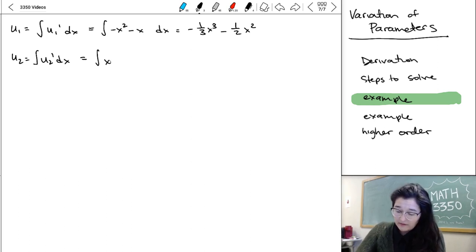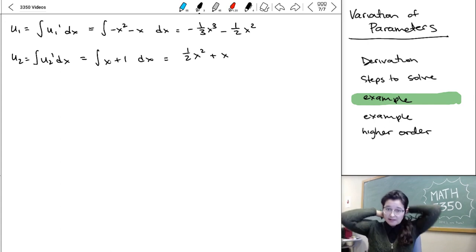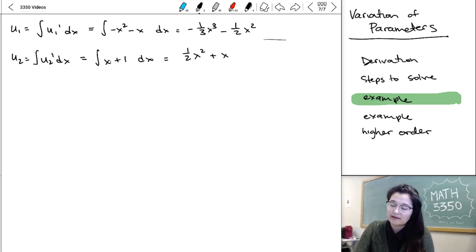u2 was my integral of x plus 1 dx. That's just going to be 1/2 x squared plus x. Again, ignore plus a constant, but maybe leave a little space if you want to so you can see what happens to it later if you choose to write it in.